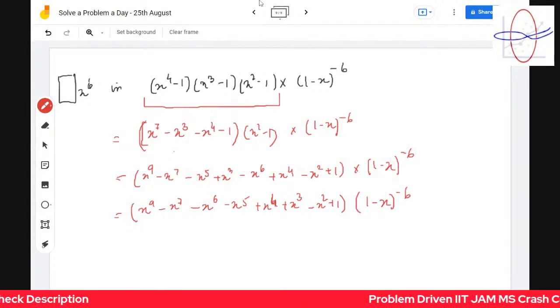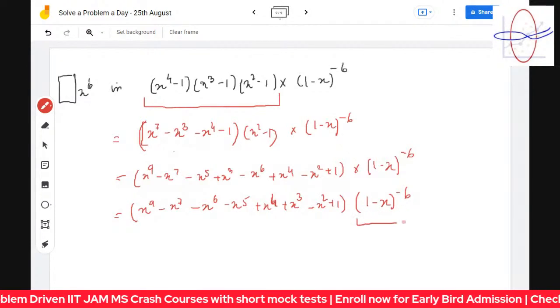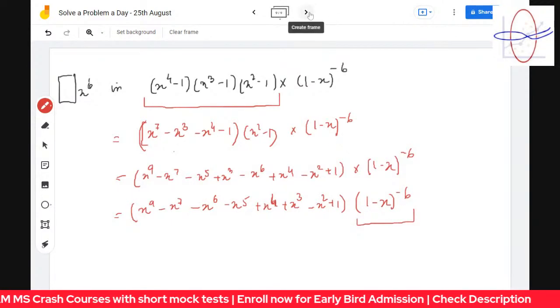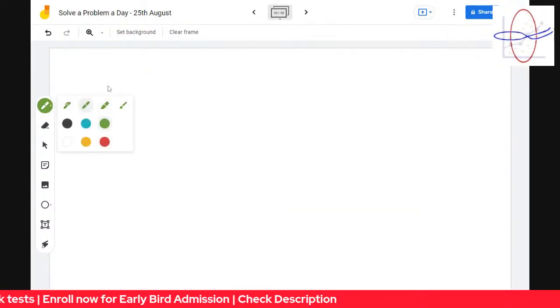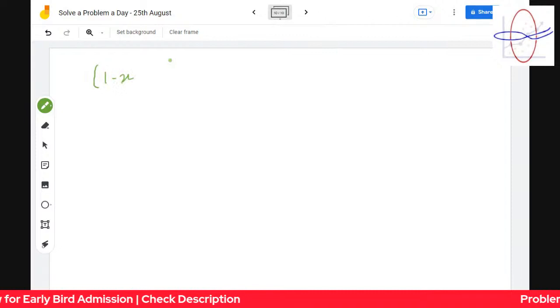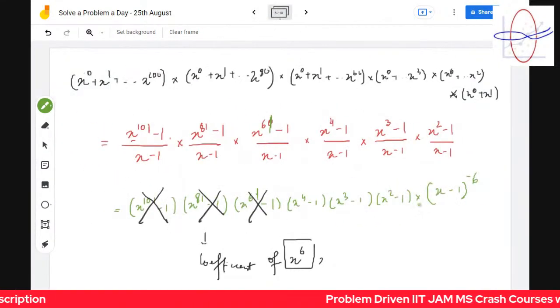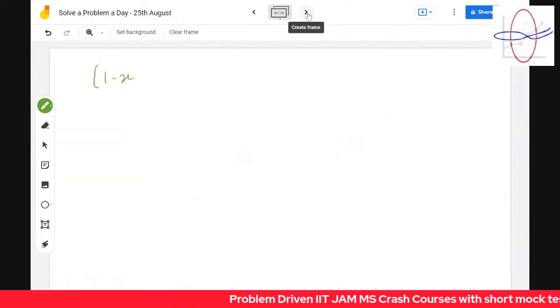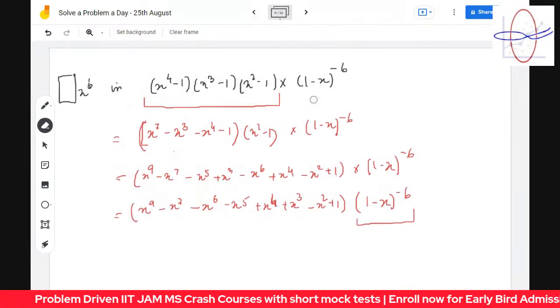So therefore, it turns out that we need to find out the coefficient, so the expansion of this, till x to the power 6 maybe. So let's find out the expansion of this. 1 minus x, sorry, it was I think x minus 1. I made some mistake, I reversed it. It was x minus 1.